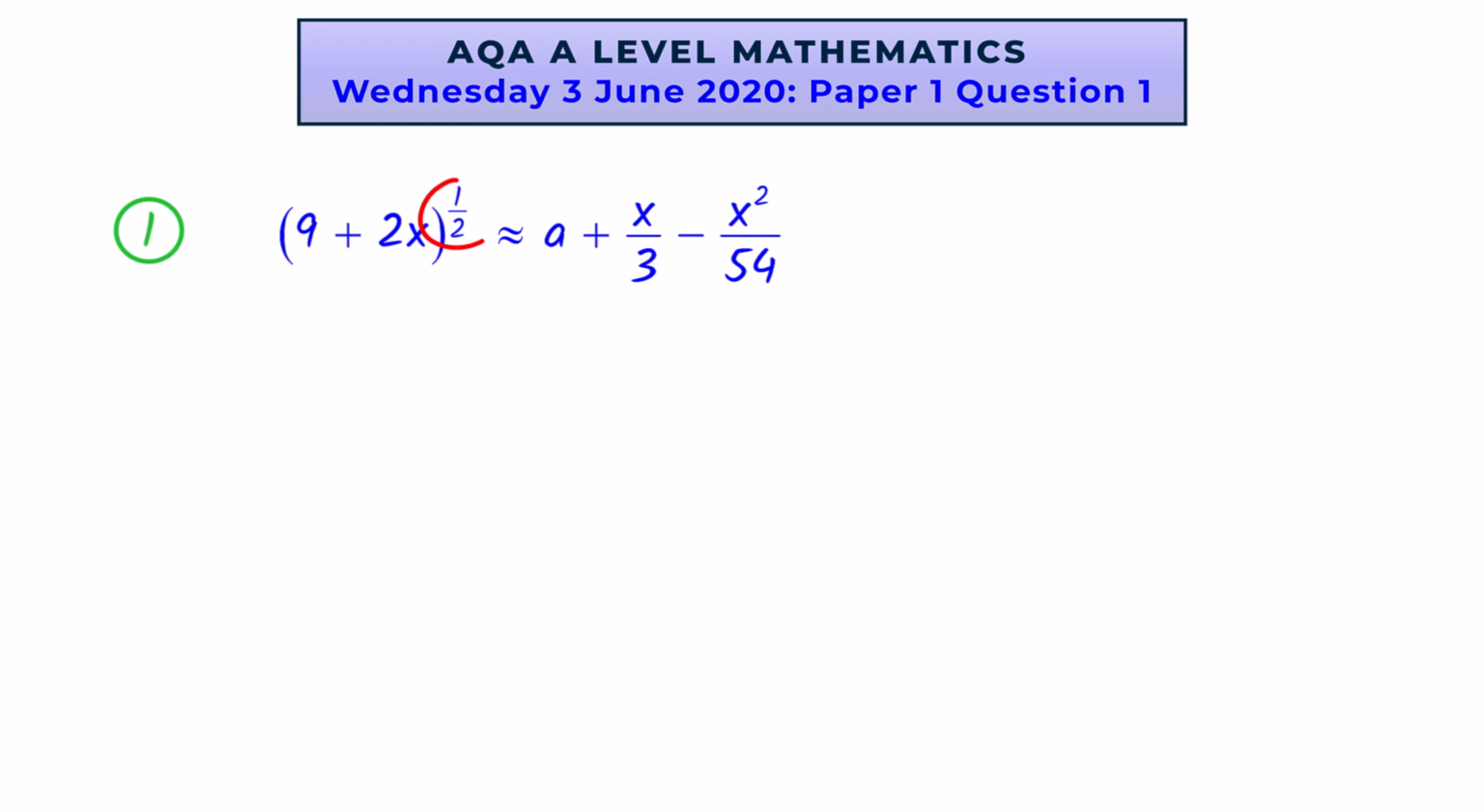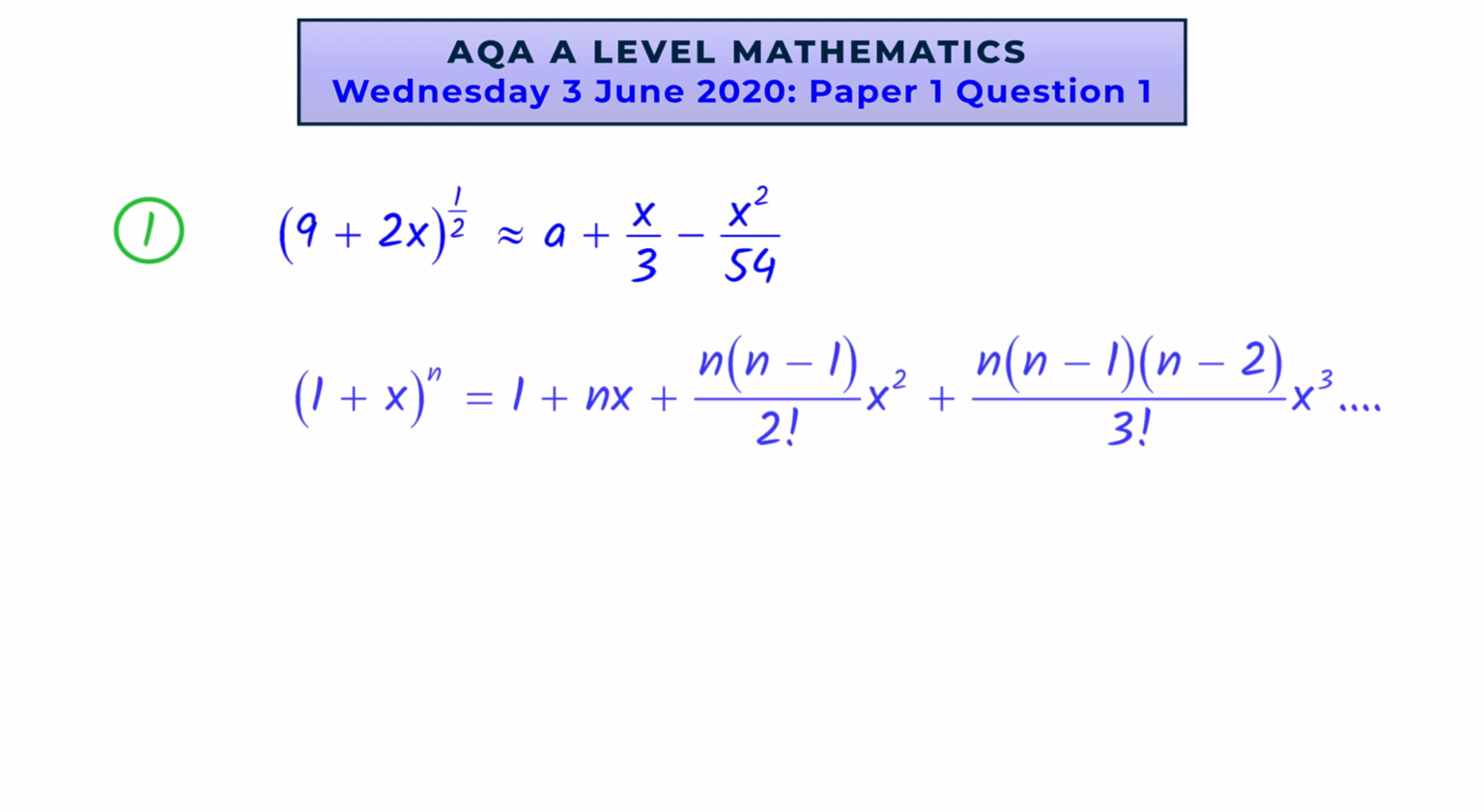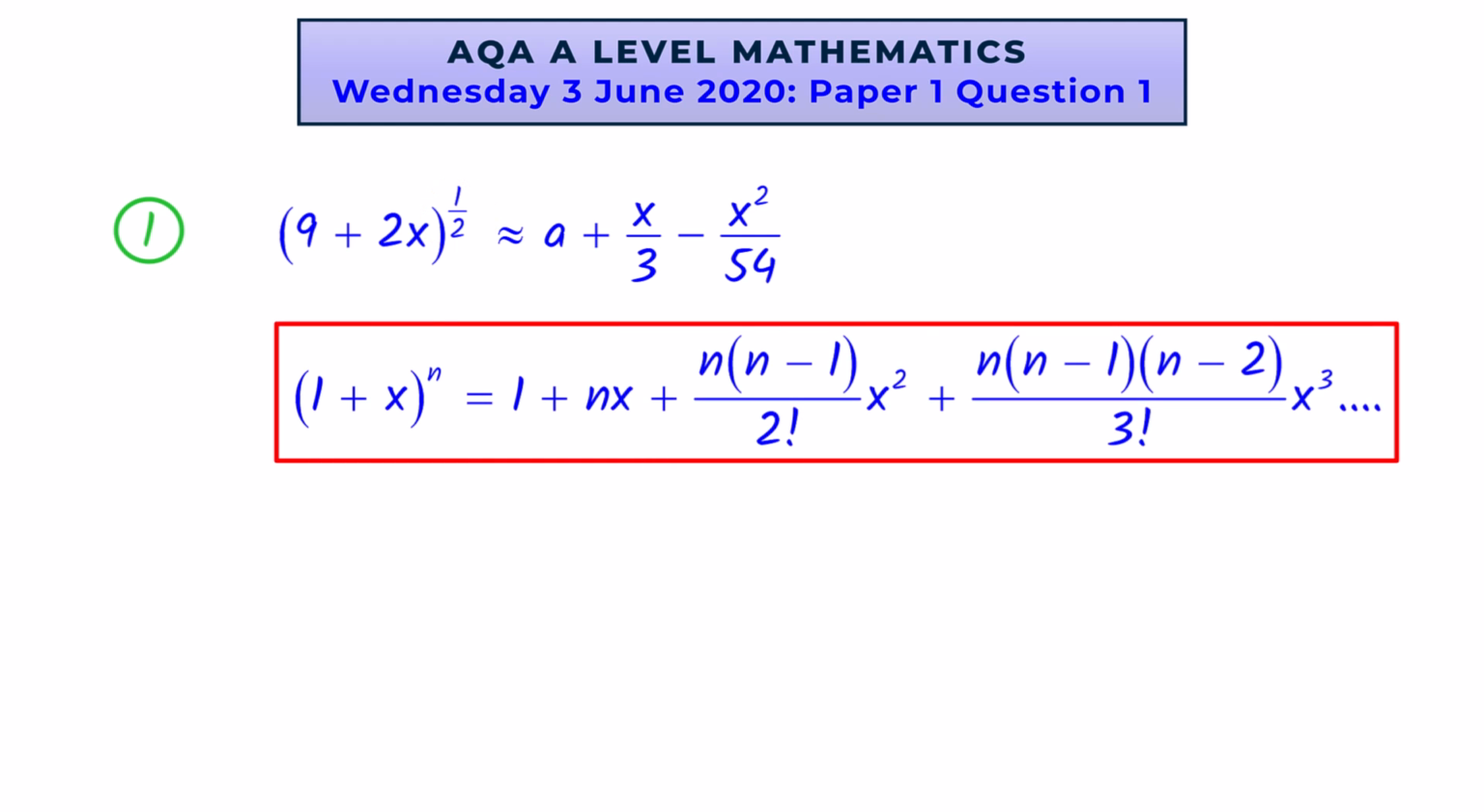Now if the power was a natural number, or in other words a positive integer, then the standard binomial expansion formula could be used and the sequence would terminate. But as the power in this question is a half, which is not a natural number, the following formula must be used.